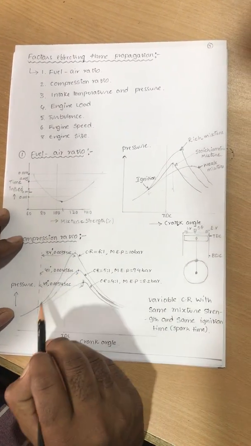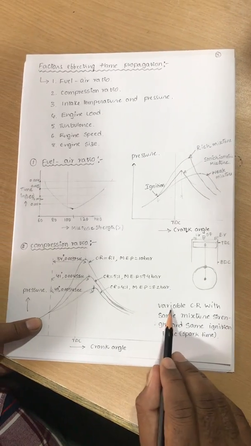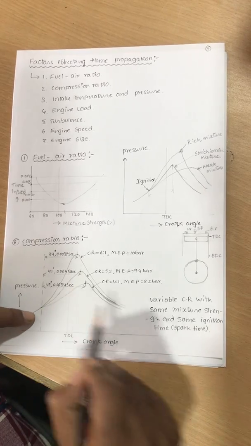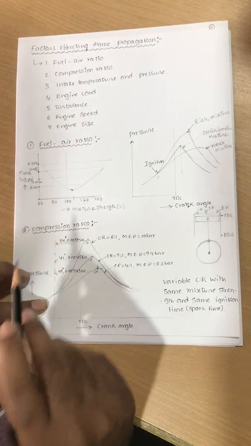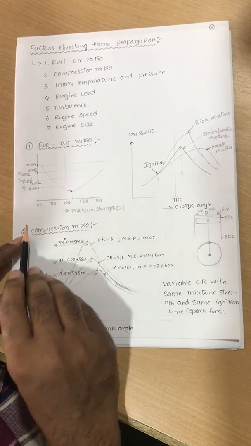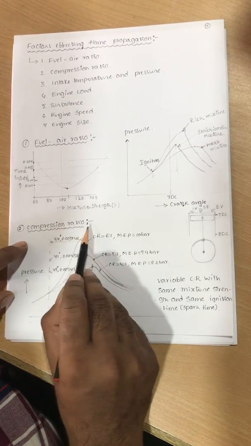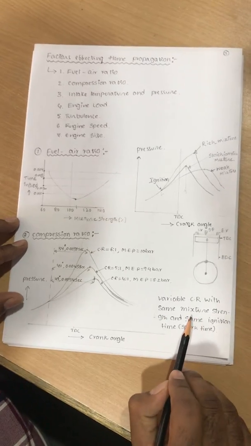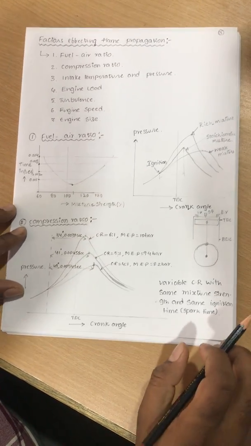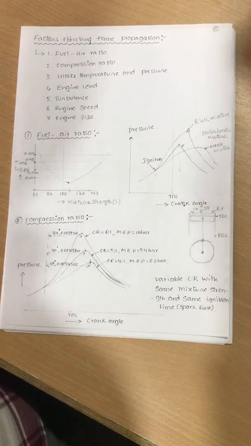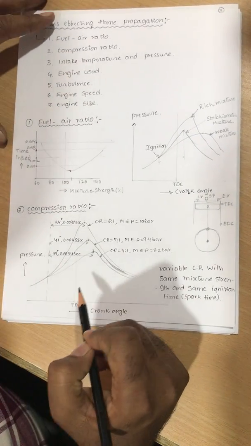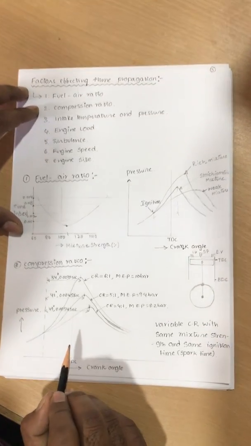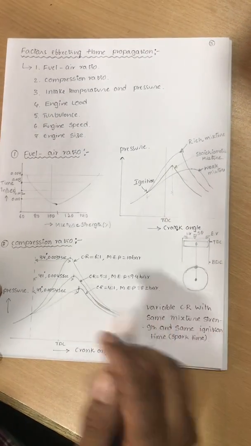Okay, now let me compare. This is the variable compression ratio with the same mixture strength. That means the mixture strength is constant and ignition time is also constant. To indicate the compression ratio effect on flame propagation, I just need to fix these two, mixture strength as well as spark timing. I am fixing the mixture strength and spark timing constant, and I am varying the compression ratio to see the effect on flame speed in the combustion chamber of an IC engine, especially a petrol engine.